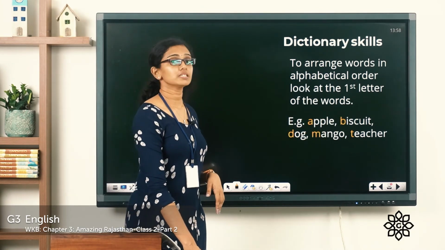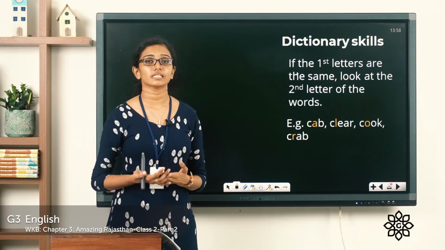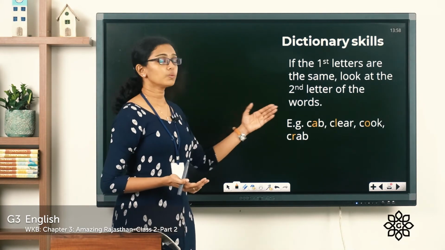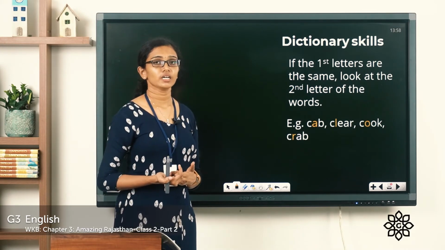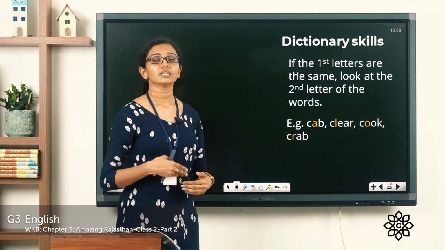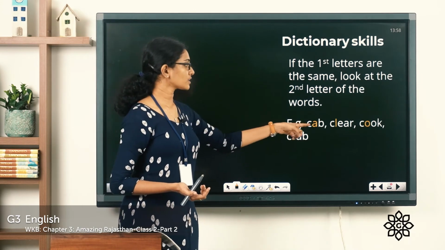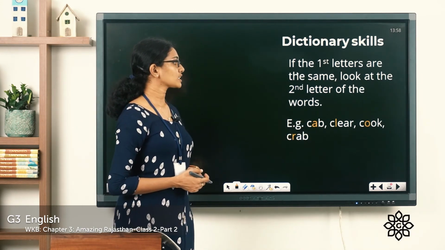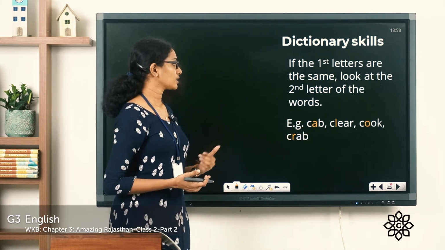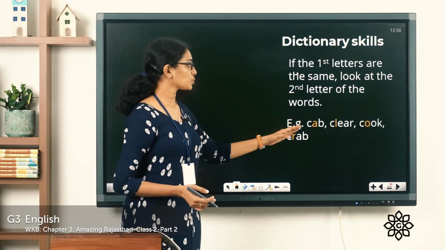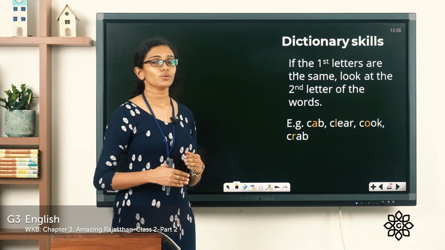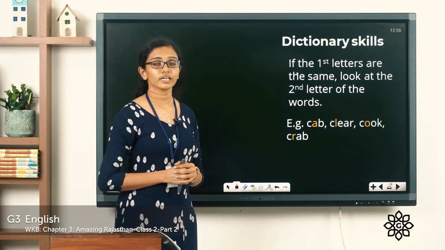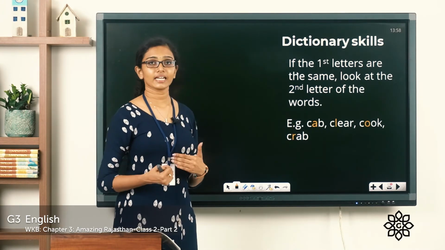Now what happens if the first letter is the same? So when you're arranging words with the same first letter, you have to look for the second letter. Look at the words here. Cap, clear, cook, crab. In all these words, the first letter is the same, the letter C. So how do you arrange them in alphabetical order? You have to look for the second letter.